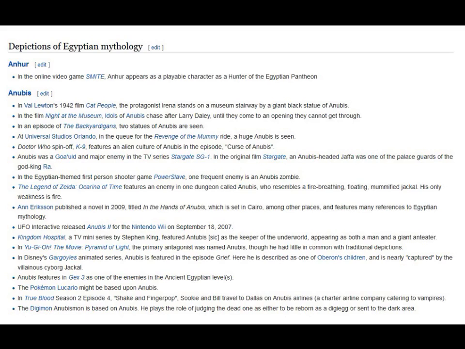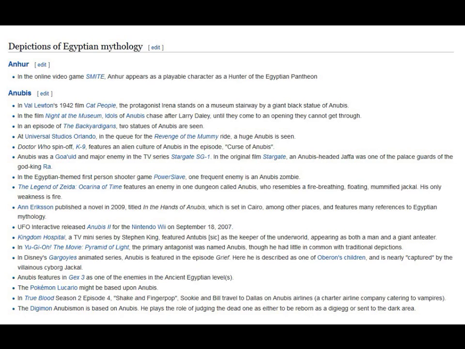Revenge of the Mummy ride at Universal Studios Orlando is Anubis. Doctor Who spinoff K9 features an alien culture of Anubis in the episode Curse of Anubis. See? Stargate, in there too. Anubis was Goa'uld, the major enemy in the TV series Stargate SG-1. In the original film Stargate, an Anubis-headed Jaffa was one of the palace guards of the god King Ra, which is that eye symbol. It was basically the eye on the back of the dollar.